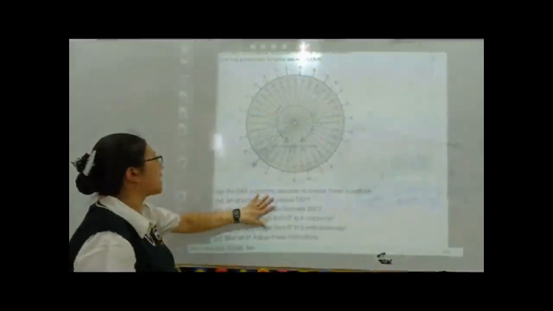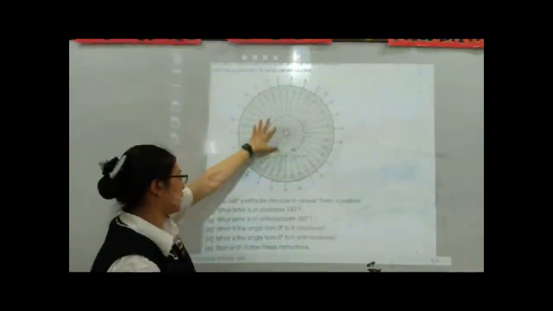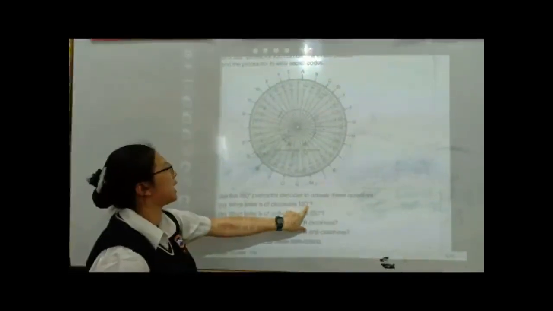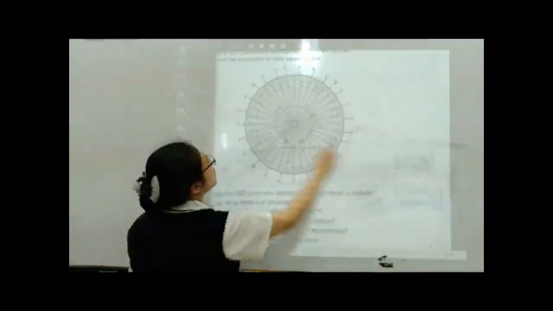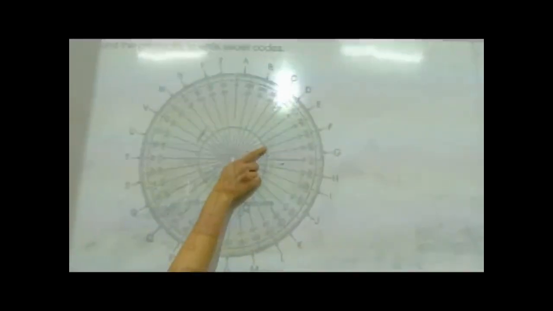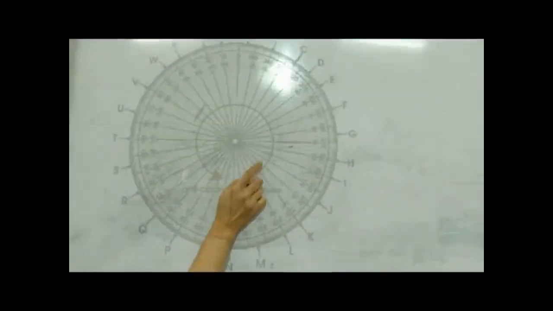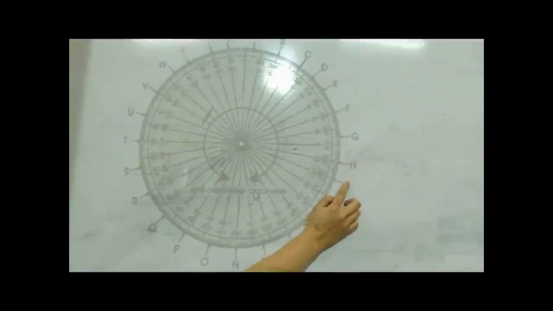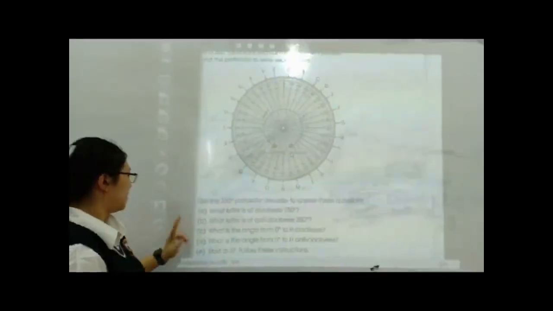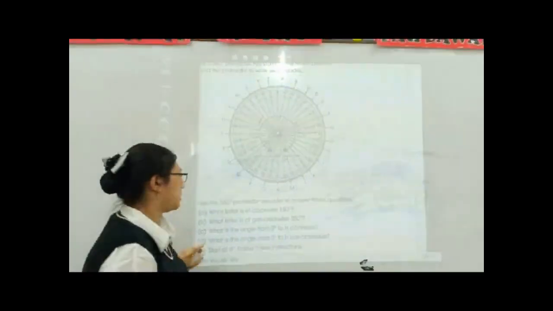Use the 360 protractor recorder, this one, to answer this question. What letter is at clockwise 150 degrees? So this is 0 degree, this is clockwise. You're going to see where is 150 degree and then you answer. What letter is it? Is it J? Is it I? Is it M? Just simply write down the letter. I believe you can do the other C, D, B, C and D. Now I'm explaining to you question E.